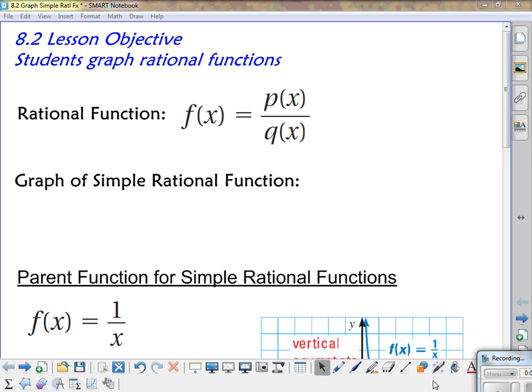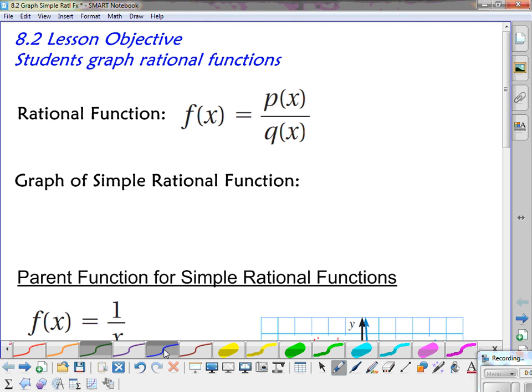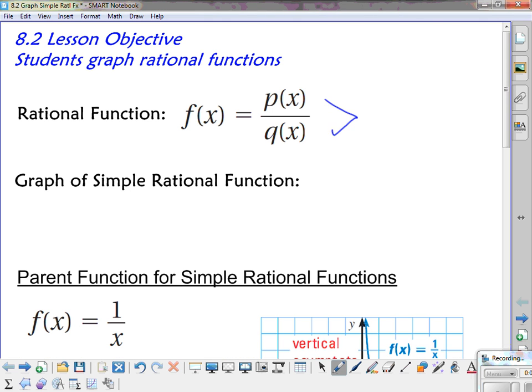Okay, so today we're going to be talking about graphing rational functions. We're going to graph a couple of different forms, but these are pretty simple ones. They can get a lot more complicated, but we're going to start with the simple ones. So again, you guys will remember that a rational function is just when I have two polynomials that make a fraction, a polynomial on top and a polynomial on the bottom.